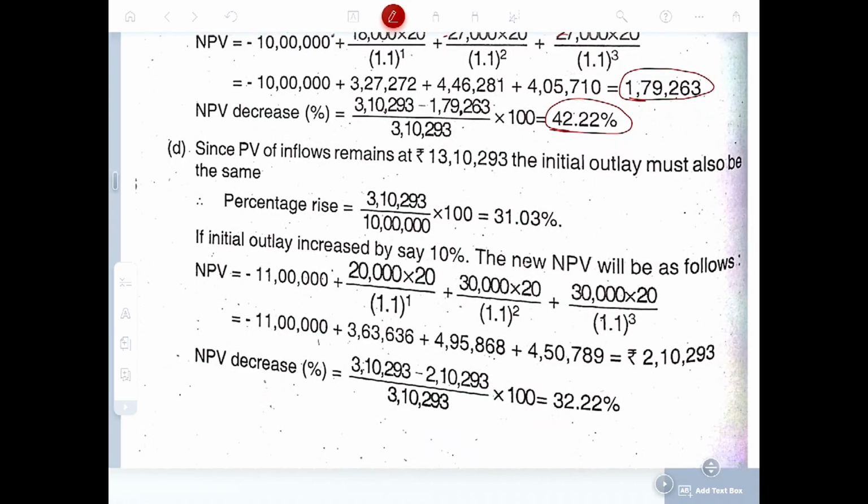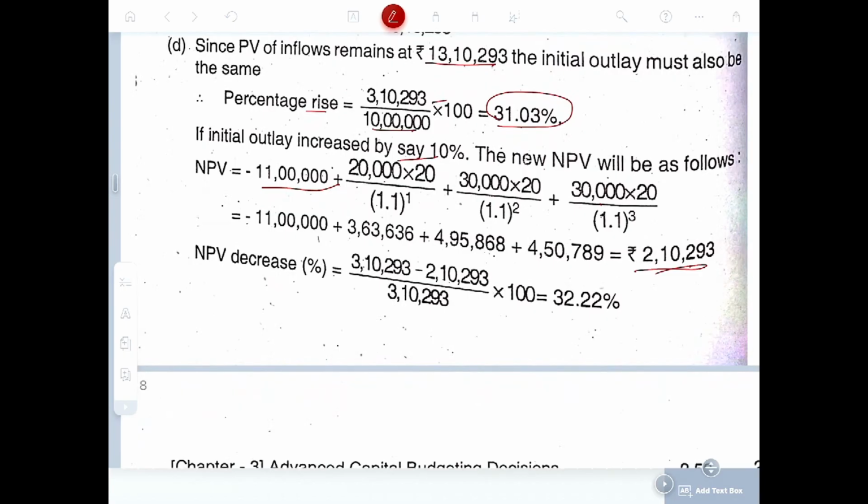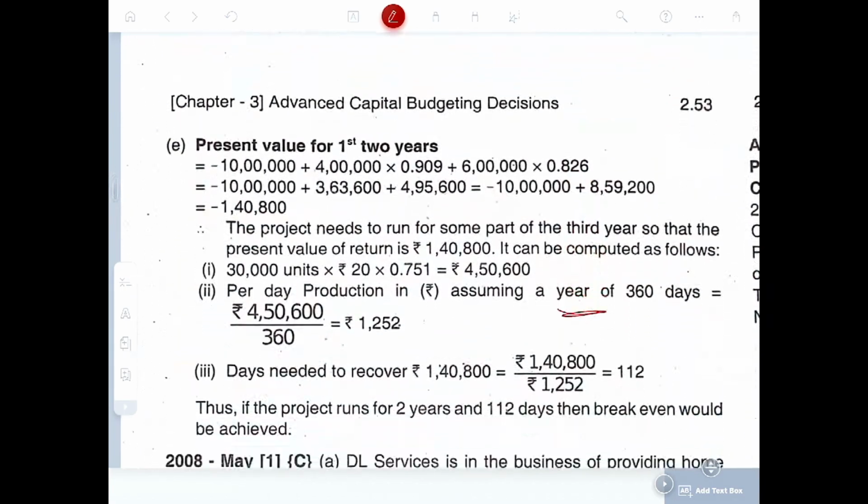Same, the cash flow remains 13 lakhs. Initial outlay must also change by the same percentages. 3 lakh 10,000 of 10,000 is 31 percentage. If the initial outlay increases by 10 percentage, so 20,000, 30,000, but rather than 10 lakhs, the initial outlay becomes 10 lakhs plus another 1 lakh. If you get 2 lakh 10,000, 3 lakh 10,000 is 32 percentage, net present value is decreased.